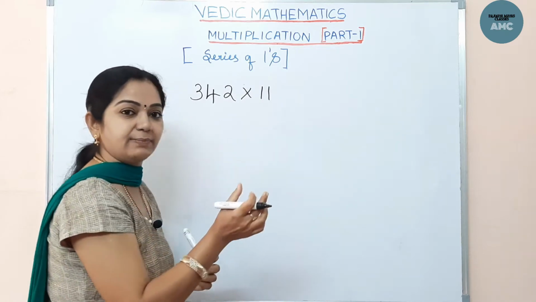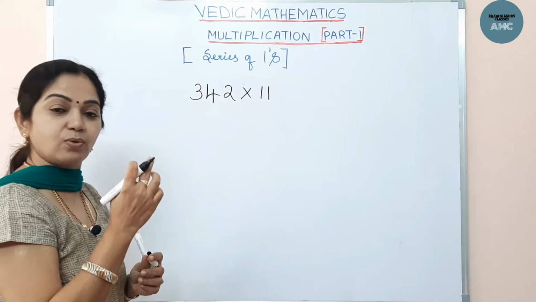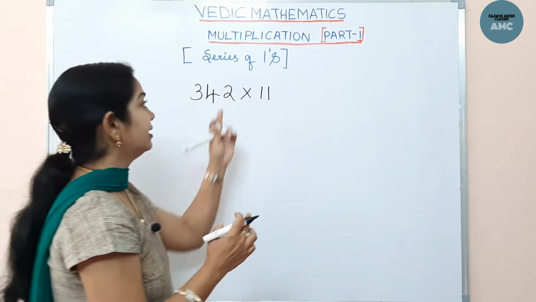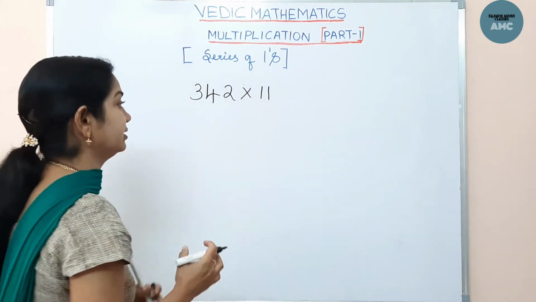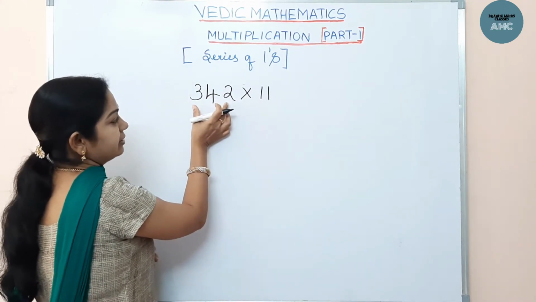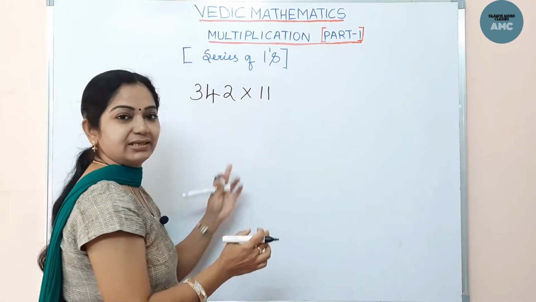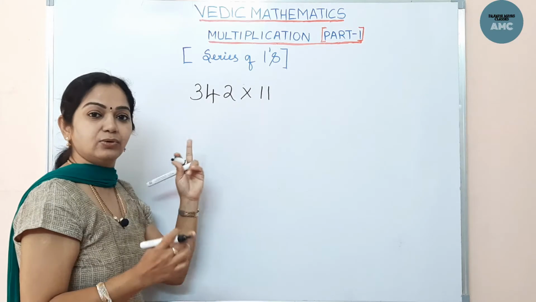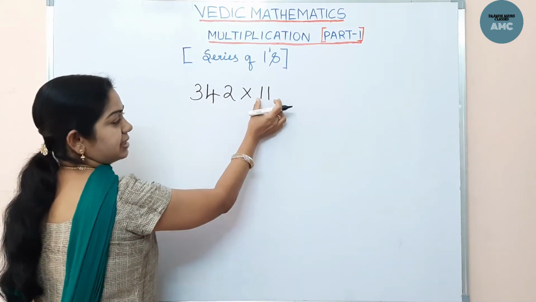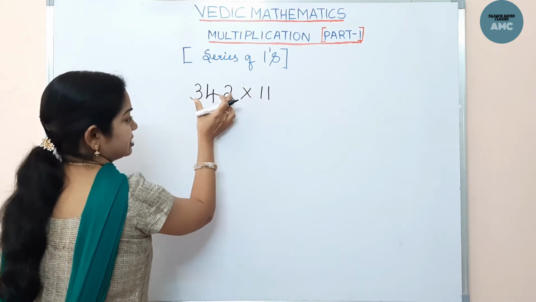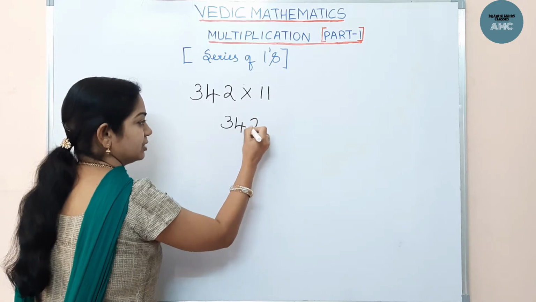Now when we are multiplying with 11 or 111 or 1111, like that, a series of ones, how do we proceed? That we are going to learn today. Here the number is 3 digits and we are multiplying with 2 ones, that means a 2 digit number. In this type, we just drop the number as it is. Now the number is 342 as it is.